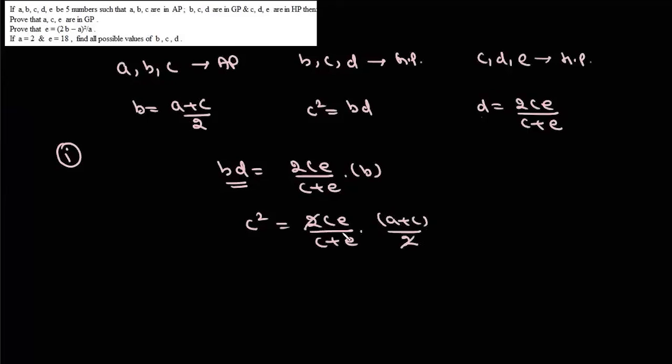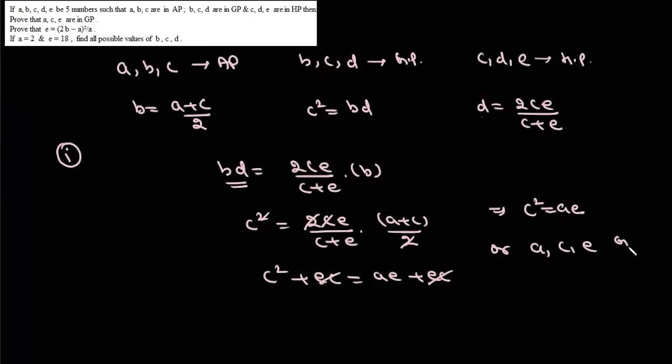Now this 2 will cancel. This C will cancel. So we get C square plus EC, and that will be equal to AE plus EC. Now EC will cancel. So from here we can say C square equals AE, or A, C and E are in GP. So that's our first part.